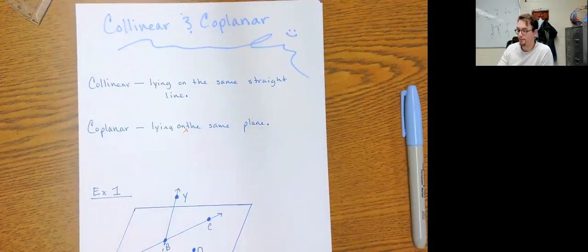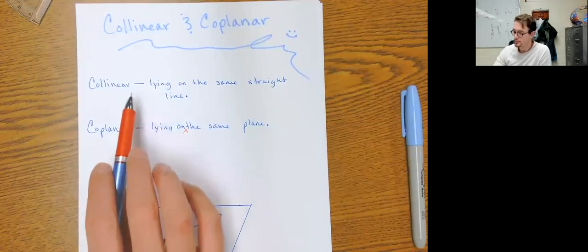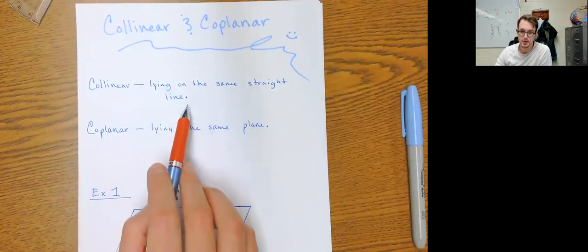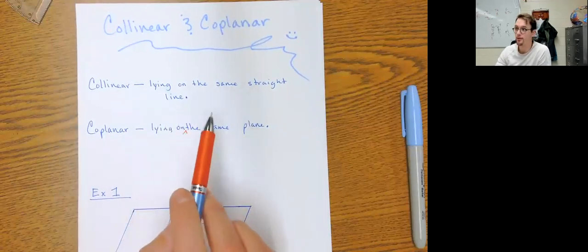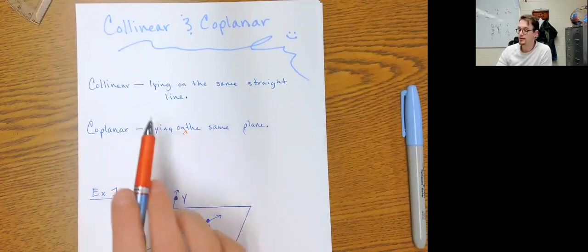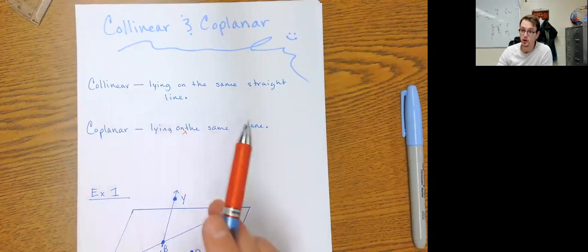All right. This video is for geometry and it is going to cover what collinear and coplanar are and then go through some examples of identifying collinear points and coplanar points. So, definition of collinear. Collinear means lying on the same straight line. So it's anything that's lying on the same straight line. Now, the only thing that can be on a line is a point, right? So basically, it's collinear points.